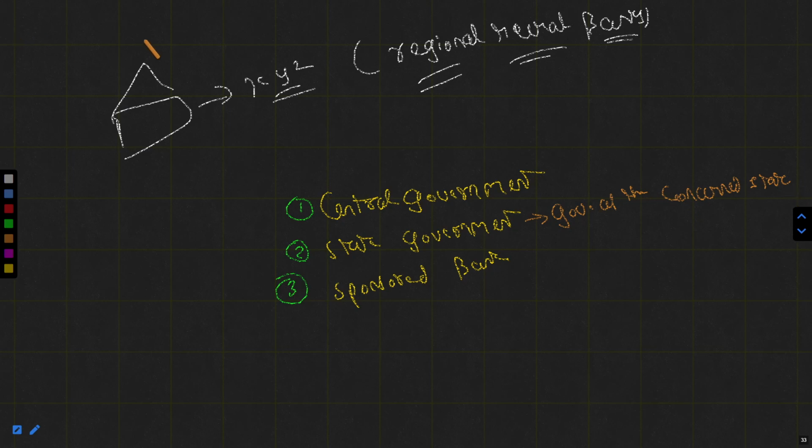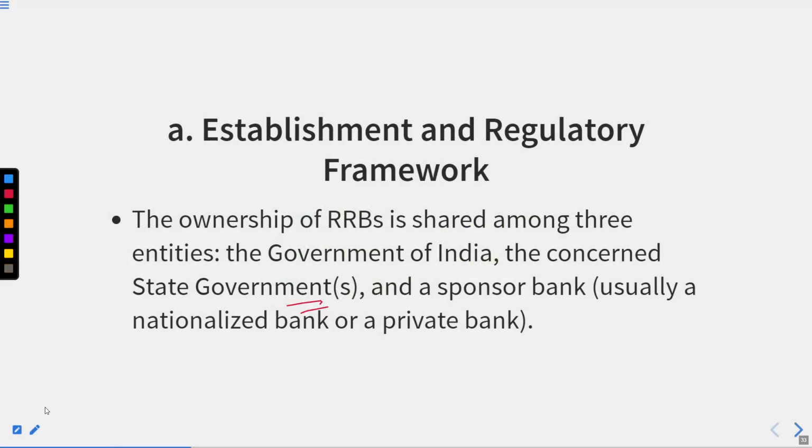Alright. Suppose XYZ is established in state A. And there is also a state B. So in such cases, only state A will have a stake in XYZ, because the XYZ lies within the territorial boundaries of state A. And state B will not have any ownership rights in the XYZ. So keep this in your mind. Alright.